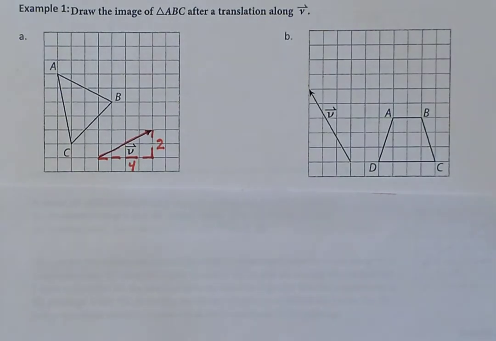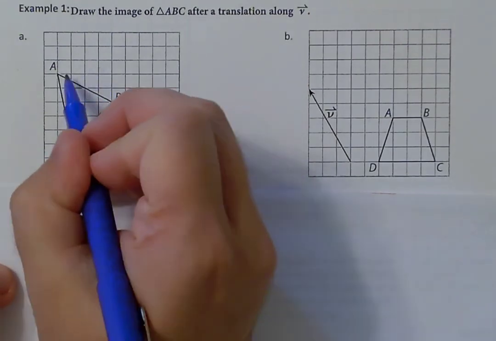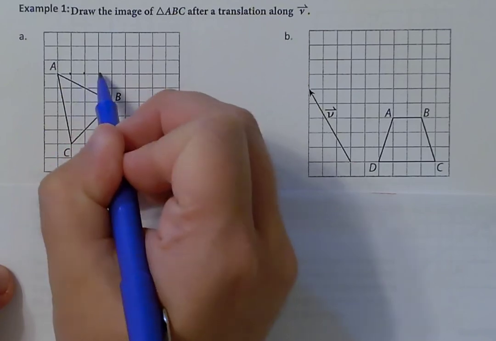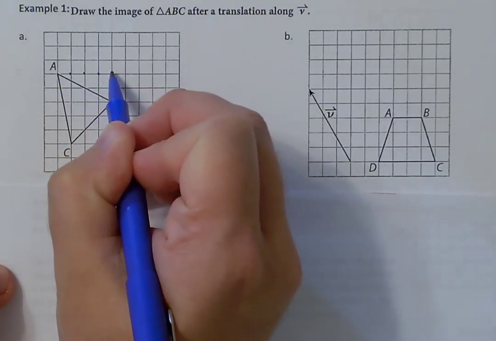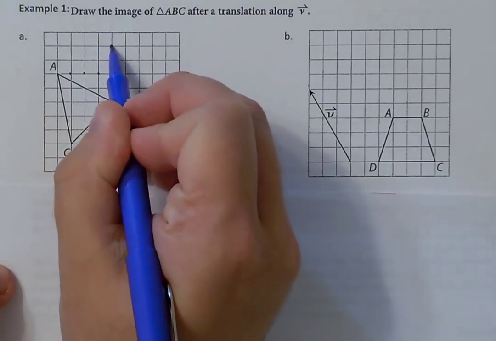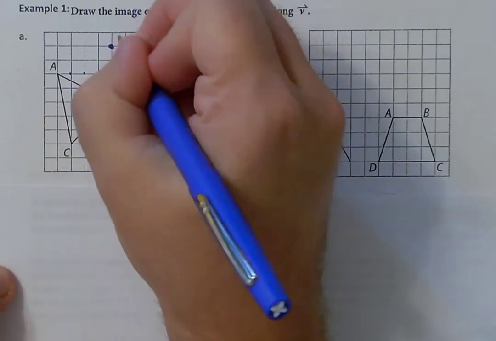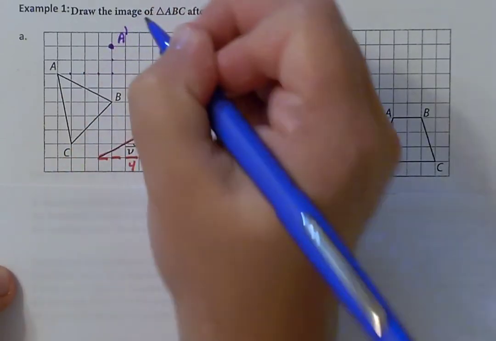So what that means with that vector of being to the right 4, up 2, that means we move every single point on that triangle to the right 4 and up 2. Now, thankfully, to be able to do this, all we have to do is take the vertices of the triangle and move those to the right 4, up 2. So if we start with A, we go to the right 1, 2, 3, 4, and then up 1, 2. So that is going to be the point of A prime.